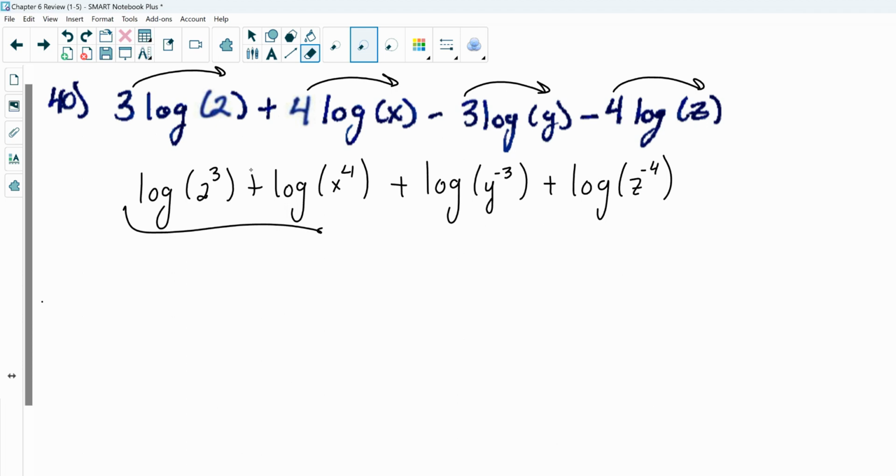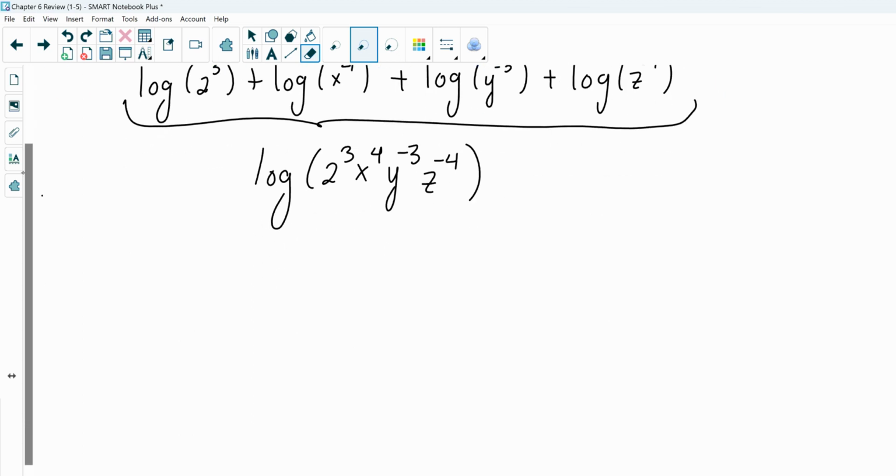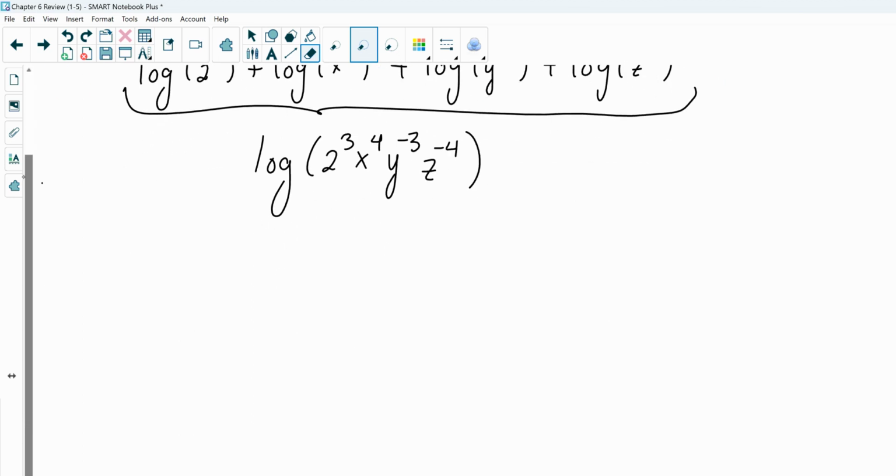Since we have 2 or more logs being added together, we can write it as a single log with what's inside being multiplied. Now, since this is just one number and three variables, we can just write them next to each other. We don't have to put the multiplication sign in between. We can if we want to, but we don't have to.